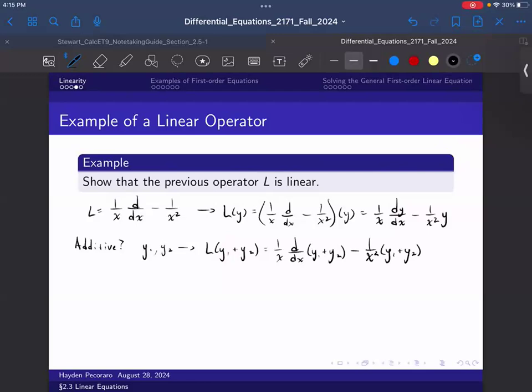And now we can distribute things. So here we can distribute 1 over x squared to y1 and y2 because that's multiplication, right? And then here, why can I distribute all of this stuff? Why can I write dy1/dx plus dy2/dx?